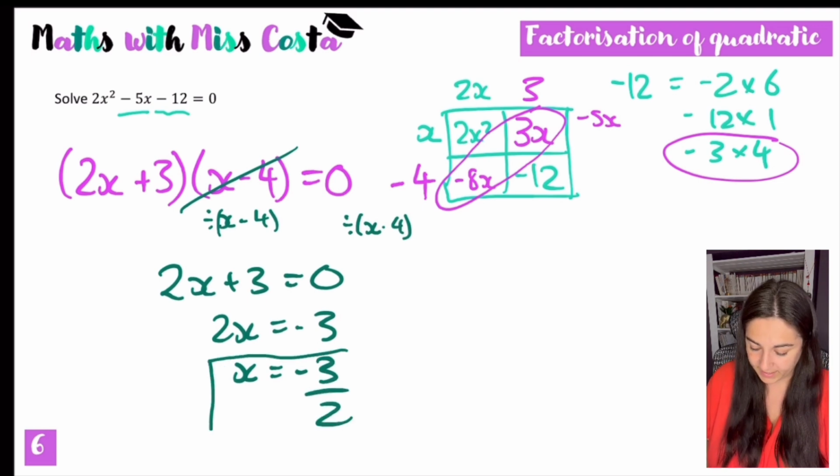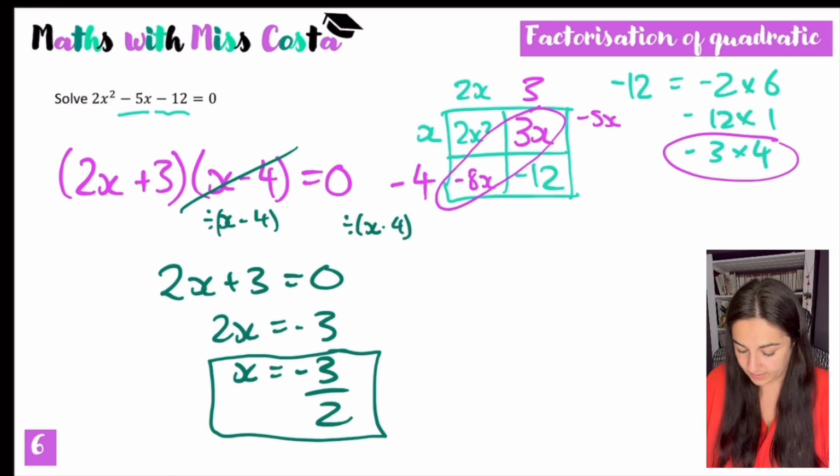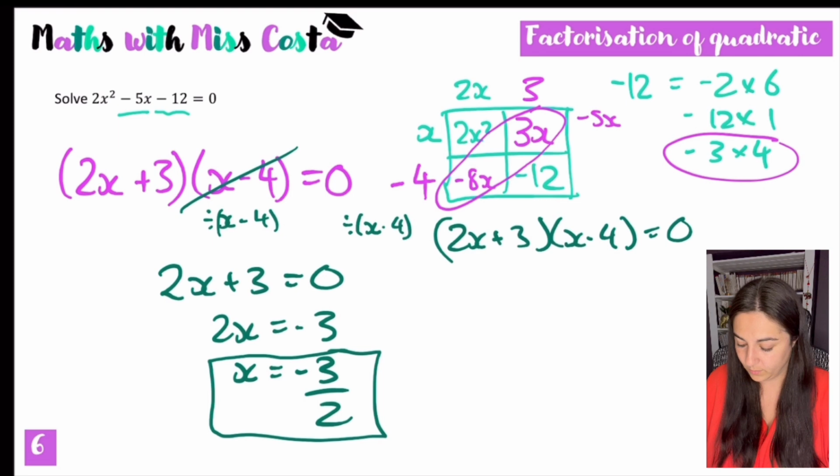So that's your first value. And then you do the same for the other bracket. So let's say we have 2x plus 3, x take 4 equals 0. And we divide by this bracket. What are we left with? We're left with x take 4 equals 0.